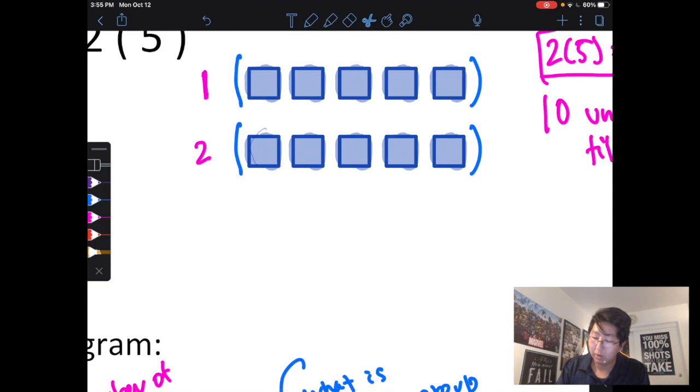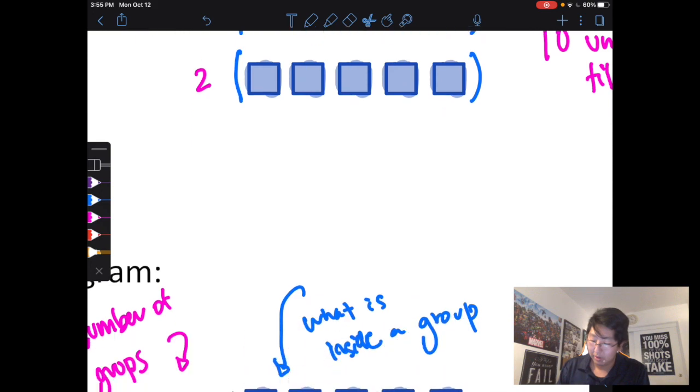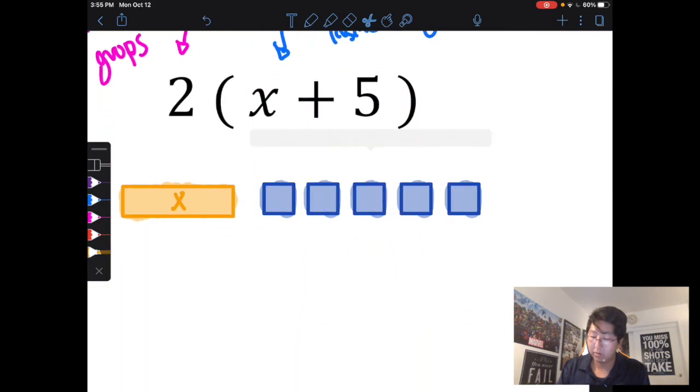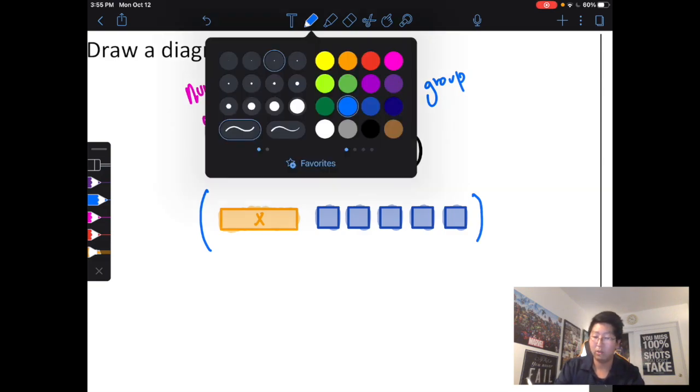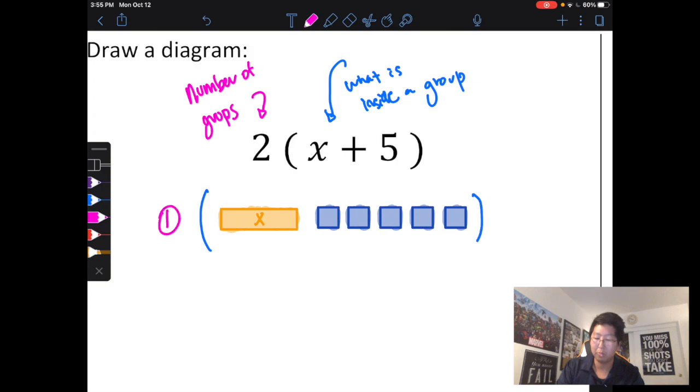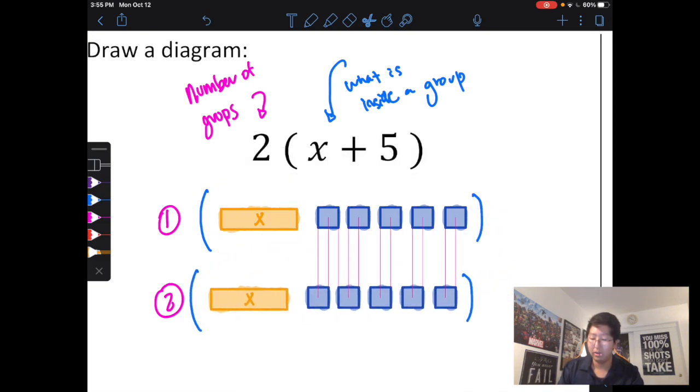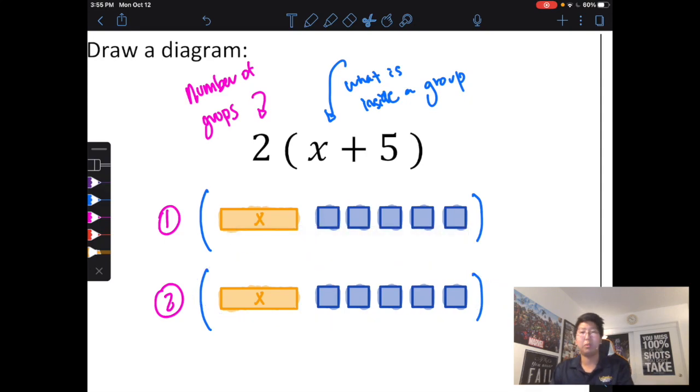I already have 1, 2, 3, 4, 5 tiles. So I'm going to go ahead and duplicate that and bring that down here to save us some time. So in the parentheses, I have x plus 5. And what I'm going to do here is create two groups of this. So I need two of this. So this is my first group. I'm going to need a second group. So the duplicating function here is going to be very useful. I'm going to duplicate this. And now I have two groups of x plus 5.